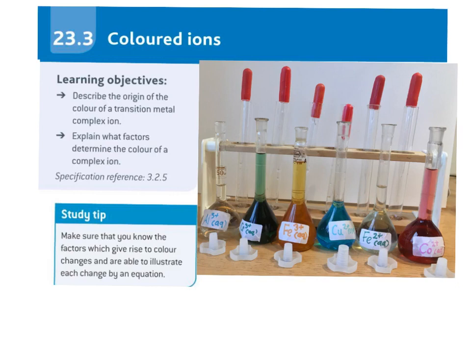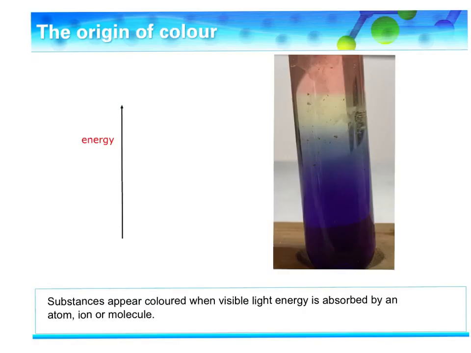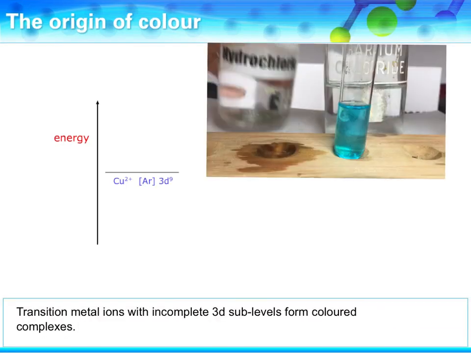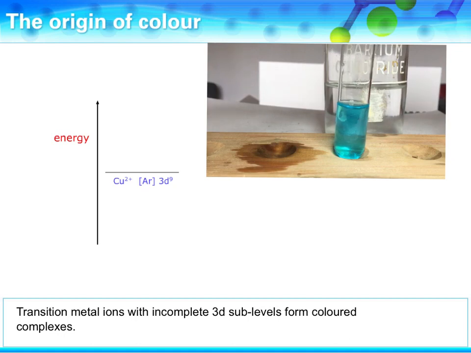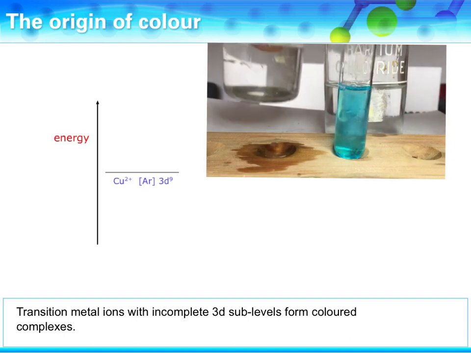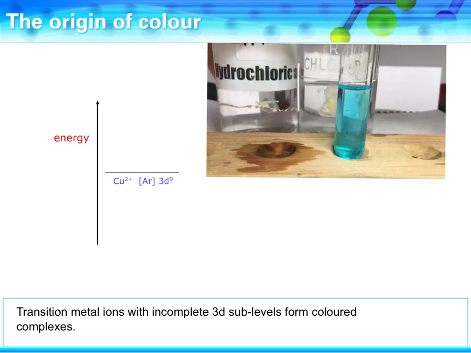You'll probably recognise this picture from our aqueous ions video, and you can see that chromium ion, copper 2 ion, iron 3 ion and cobalt 2 ion all exhibit colour, apart from aluminium, and we know that aluminium has no d electrons. So we can start from the basis that transition metal ions, true transition metal ions, have incomplete d subshells. Substances appear coloured when visible light energy is absorbed by an atom, an ion or a molecule. So transition metal ions with incomplete 3d subshells form coloured ions and complexes as well.